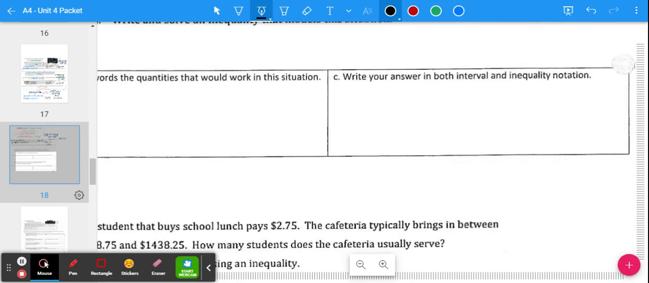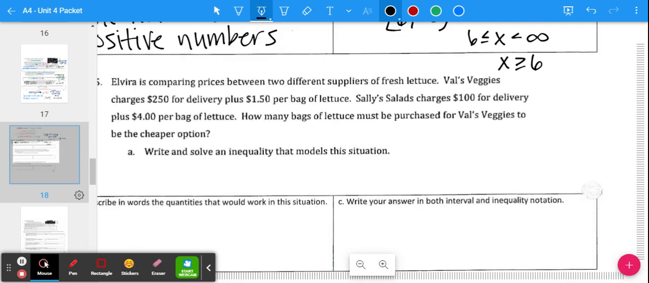All right. Next to last problem. It says Elvira is comparing prices on 2 different suppliers of fresh lettuce. Val's Veggies charges $250 for delivery plus $1.50 per bag of lettuce. Sally's Salads charges $100 for delivery plus $4 per bag of lettuce. How many bags of lettuce must be purchased for Val's Veggies to be the cheaper option?